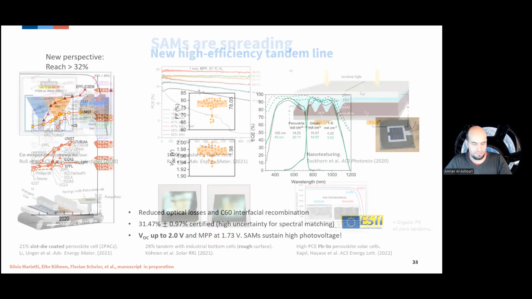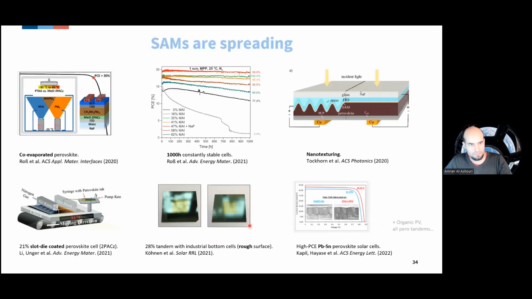But so I'm coming to my conclusion. What's very exciting for me is that SAMs are further spreading. So, for example, in co-evaporated perovskites, they seem to be rather stable. So we have also a publication with no loss after 1,000 hours of MPP tracking. It doesn't matter which nanotextures we use. There are some lead-tin perovskite solar cells using 2PACz, some organic solar cells using that, all-perovskite solar cells. They're compatible to industrial bottom cells, to slot die coating, and so I guess there's a trend.